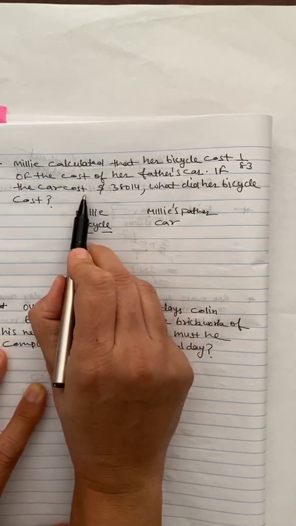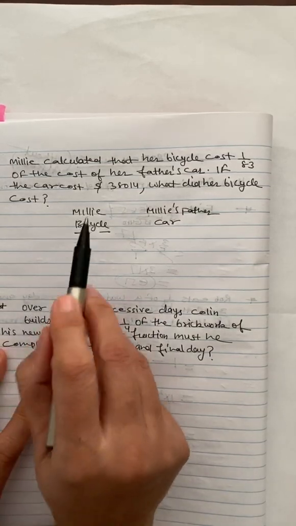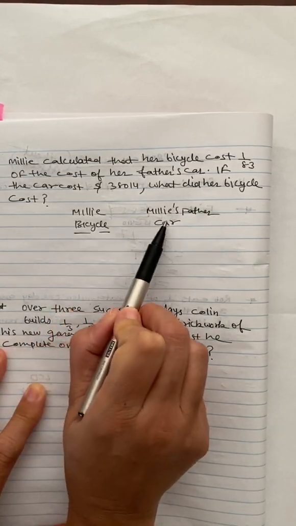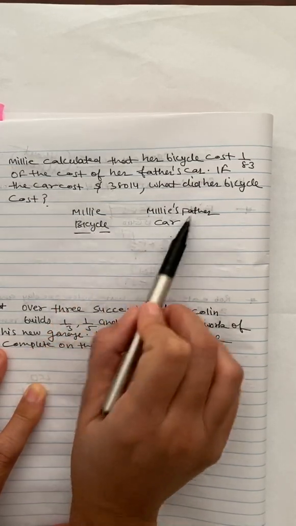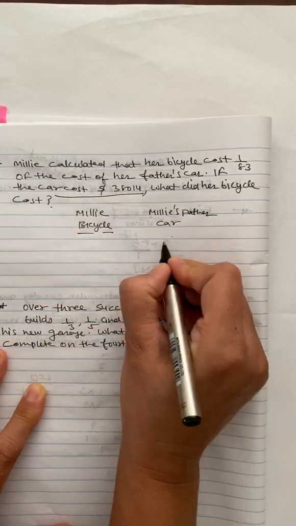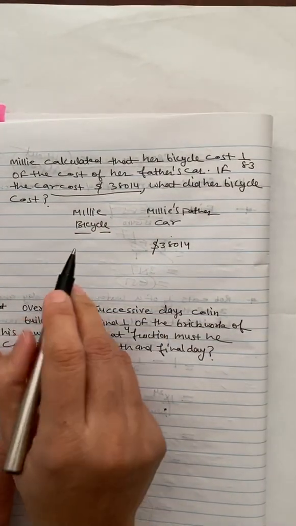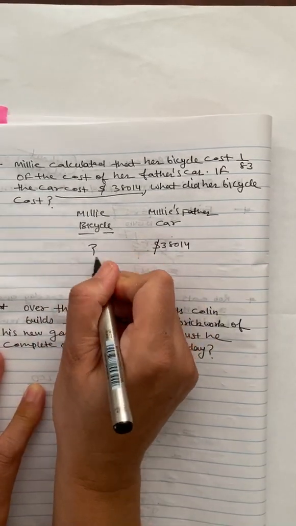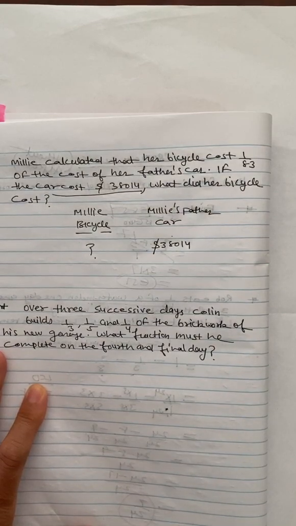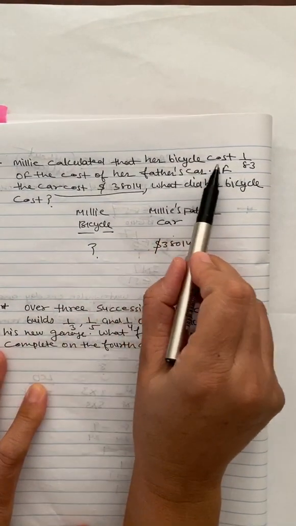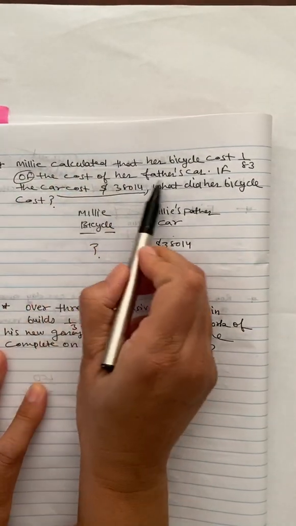Now we know the cost. Now we need to see what are the numbers given here. So there are two things given, Millie and Millie's father. So Millie has a bicycle and Millie's father has a car. And we know the cost of the car is $38,014. And what we have to find is the cost of the bicycle. What we know here is the cost of the bicycle is 1/83rd of the cost of her father's car.